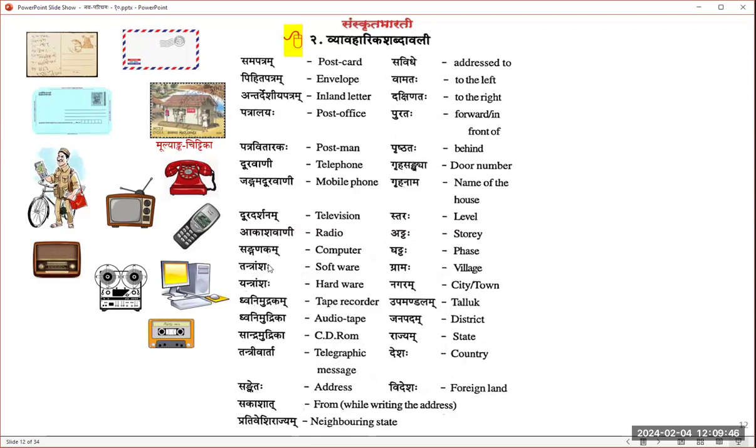See, there are two amshas to the ganaka. One amsha is tantramsha, another amsha is yantramsha. Hardware is yantramsha, tantramsha is the software, operating system, user software, everything. Okay, nice names. Dhvani mudrakam, tape recorder. Dhvani mudrika, audio tape. Now this one, no one will be able to remember. Mudrakam is tape recorder, Mudrika is audio tape. They have just switched one from Napumsaka to Strilinga.